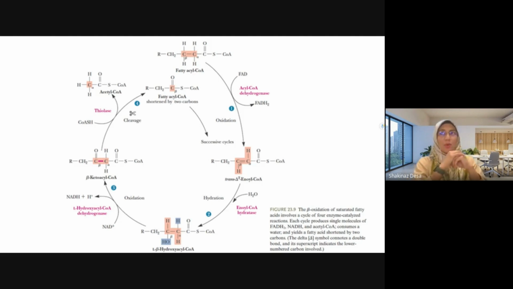Now, the function of beta oxidation, number 1, is to gain energy molecules. Apakah contoh energy molecules? What are the examples of energy molecules? ATP, NADH, FADH2. These are all energy molecules. Beta oxidation will produce these energy molecules.